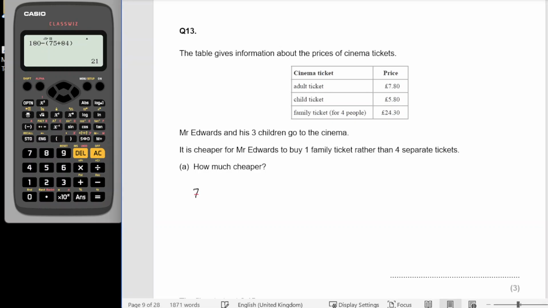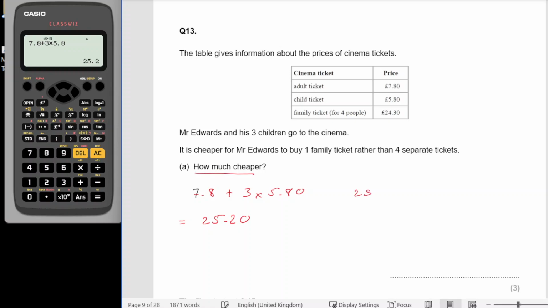So that's going to be £7.80 plus 3 children's tickets, so 3 times £5.80. So that's going to give me 7.8 plus 3 times 5.8. So that's the price that he's going to pay for the 4 individual tickets, £25.20. So how much cheaper is what it actually asks.